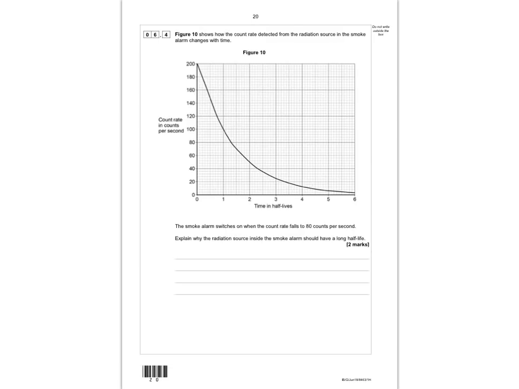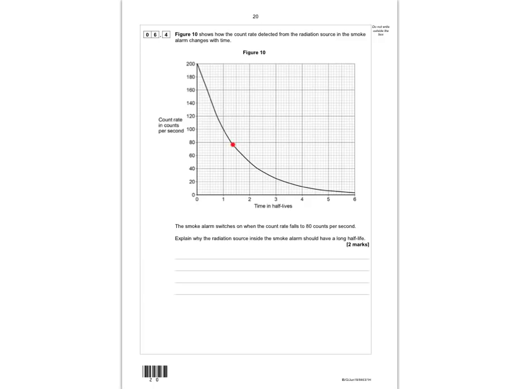Question 6.4 gives figure 10, which shows how the count rate detected from the radiation source and the smoke alarm changes with time. You can see here we've got count rate in counts per second, and time in half-lives. The smoke alarm switches on when the count rate falls to 80 counts per second. Explain why the radiation source inside the smoke alarm should have a long half-life.